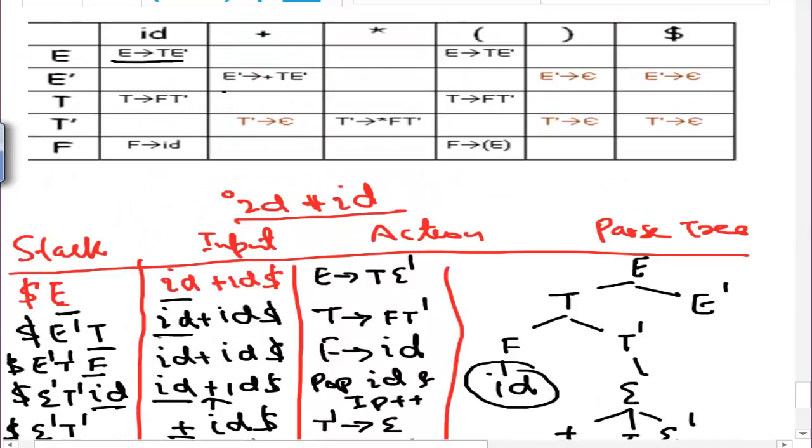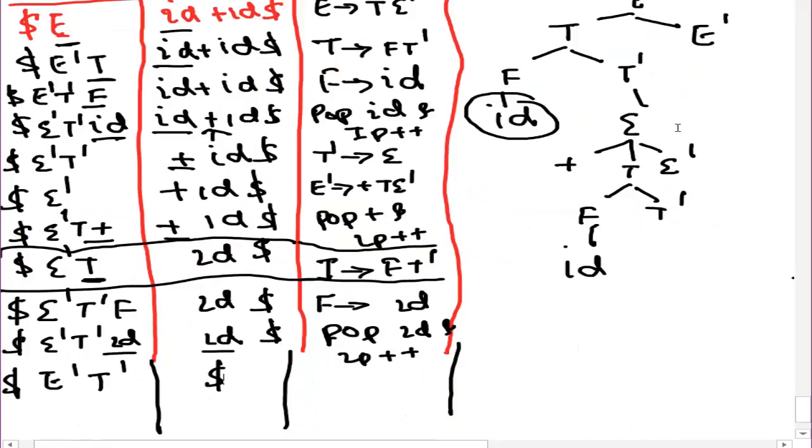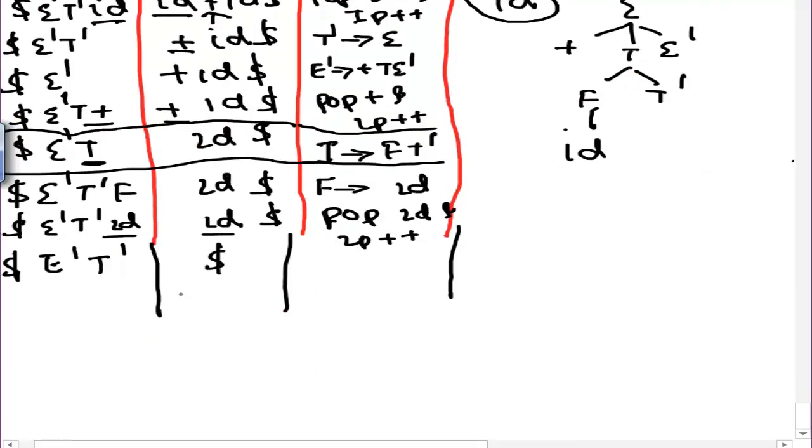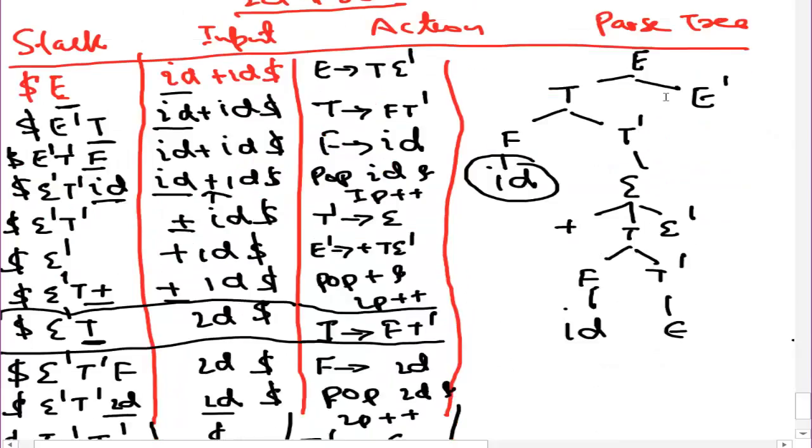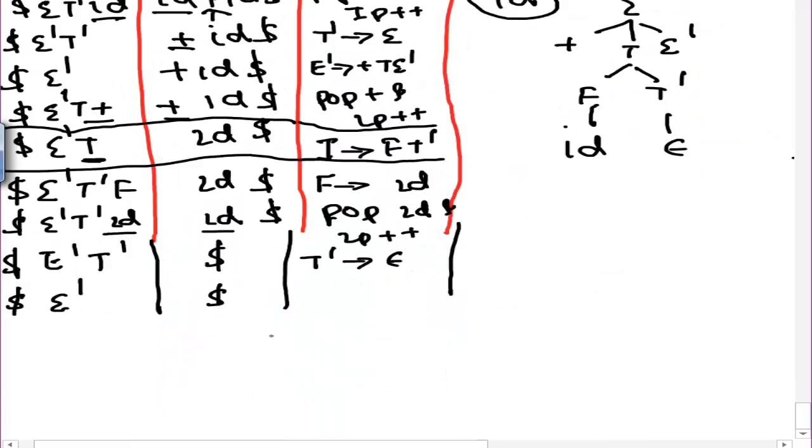Now T prime and dollar, when there is a T prime and there is a dollar, you go to T prime goes to epsilon. So which rule will you use here? We'll use T prime goes to epsilon. You pop it, you just discard it, okay, E prime only, and your dollar here. Now which rule, E prime and dollar? E prime here and dollar, again E prime goes to epsilon.